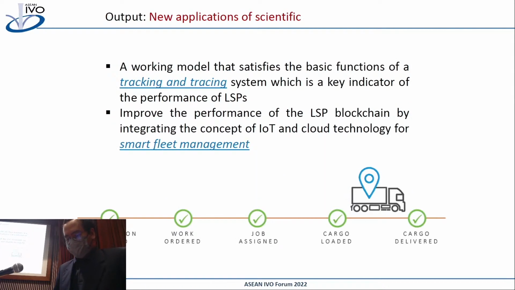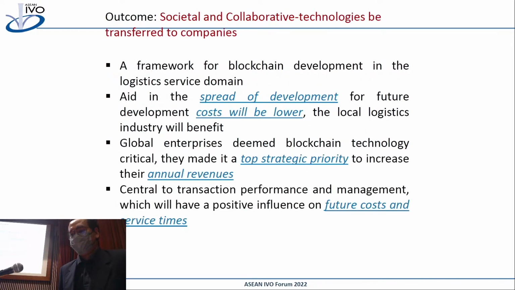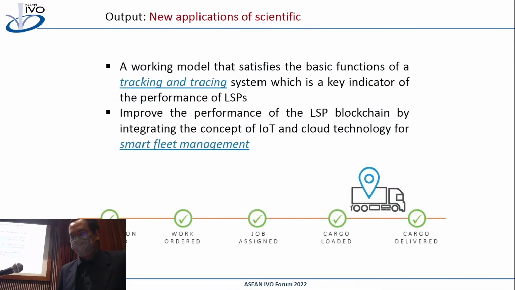The outputs of the project for new application of science: the proposed prototype model is a working model that satisfies the basic functions of a tracking and tracing system, which is a key indicator of the performance of LSPs. It could improve the performance of LSP blockchains by integrating the concept of Internet of Things and cloud technology for smart fleet management.